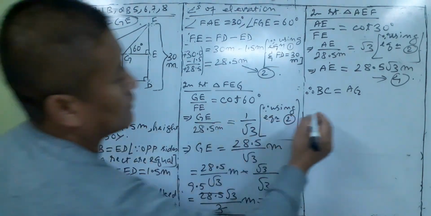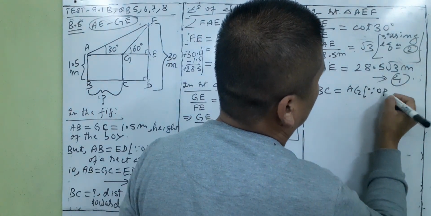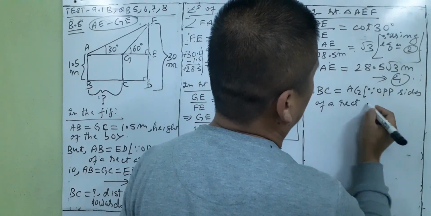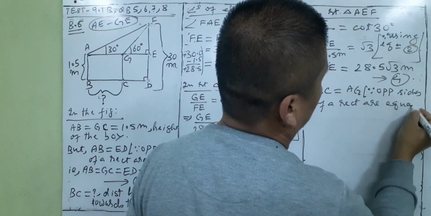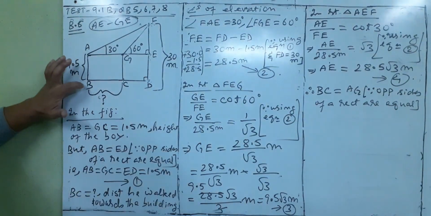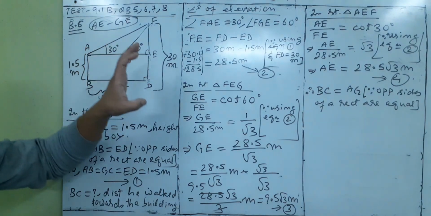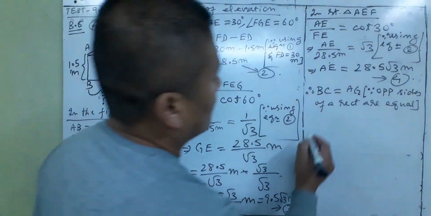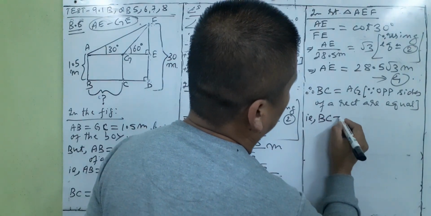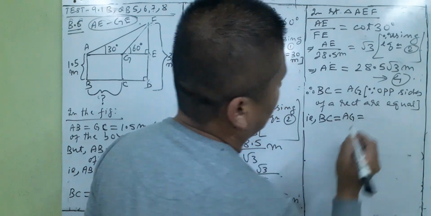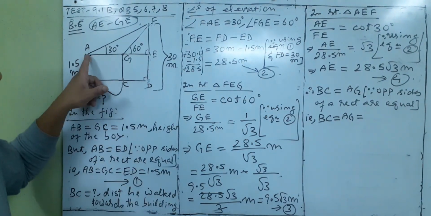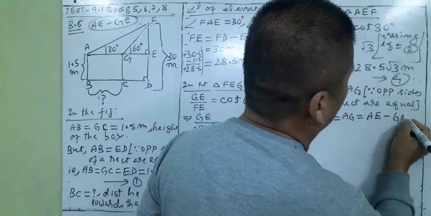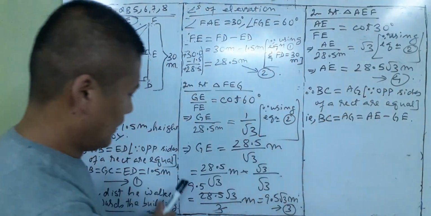BC is equal to AG, simply because we know opposite sides of a rectangle are always equal in length to each other. See here, ABCG is a rectangle. So AB and GC are opposite sides, BC and AG are opposite sides. So that is advantageous now, because BC is equal to AG. Focus on the AG, that is long line AE minus GE. So right here, AE. Why did we do that? Because we have both these values, AE and GE.